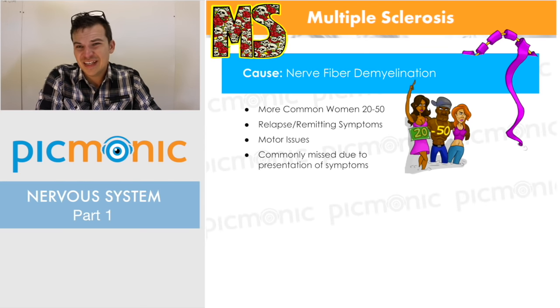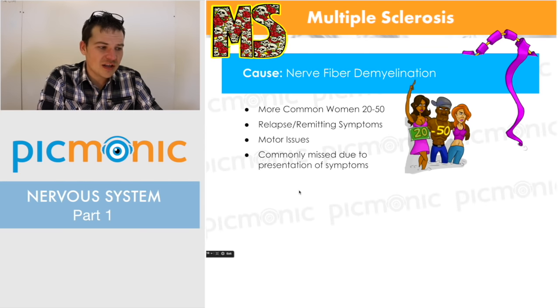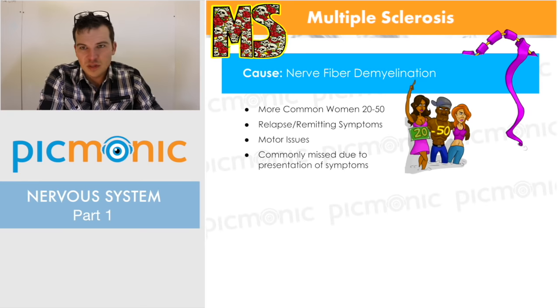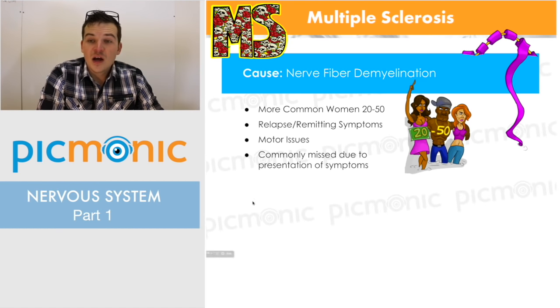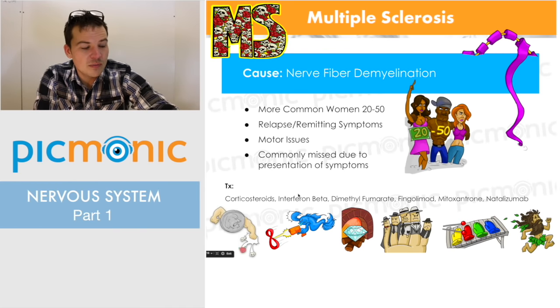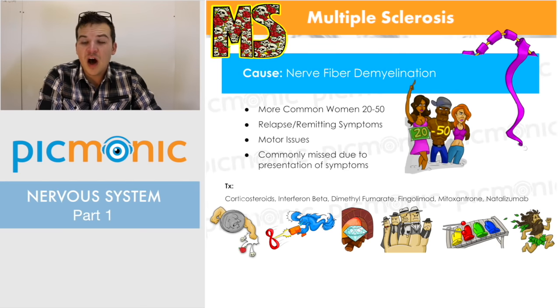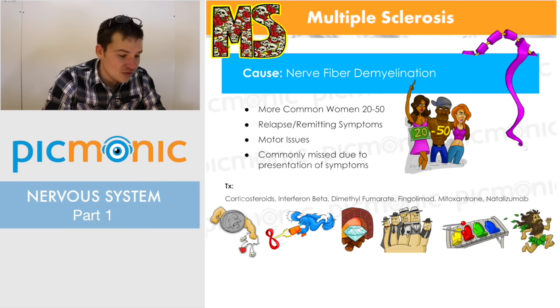It's just something to memorize, and we've got it inside of our Picmonic. But it's commonly not diagnosed, and we don't catch it right away because someone comes in with muscle twitches, and it's not usually something we go for right away as a diagnosis. So what's the treatment for multiple sclerosis, which is a nerve fiber demyelination, which is another autoimmune type disease? Well, corticosteroids are a good treatment, right? Yes, the answer is always yes.